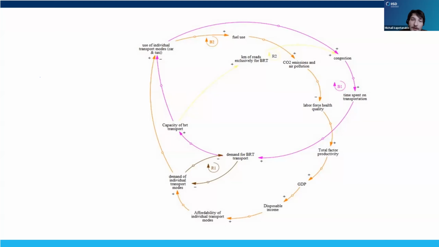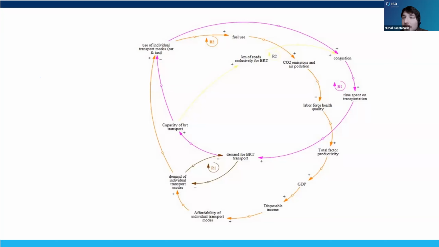So this is kind of a positive result, but it can also lead in a way, because there's more income available and more affordability because of the GDP benefits, to the increase of individual transport modes. So more affordability of individual transport modes, such as cars and motorcycles. So demand for these modes increase, which increase their use overall.